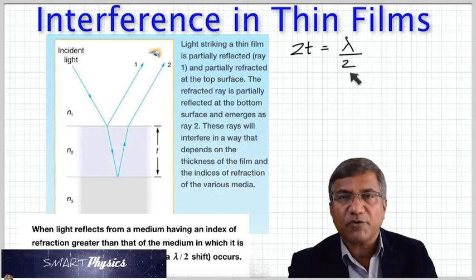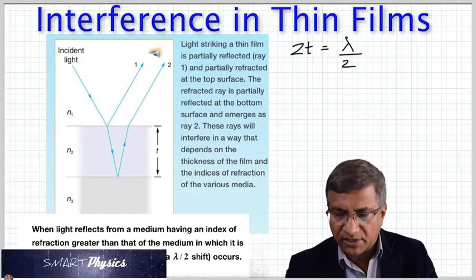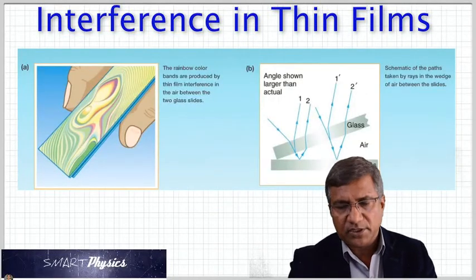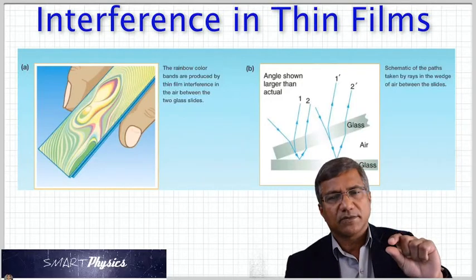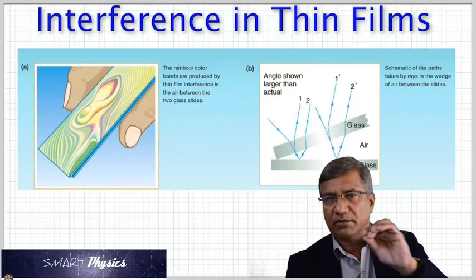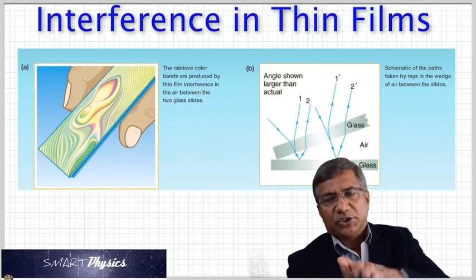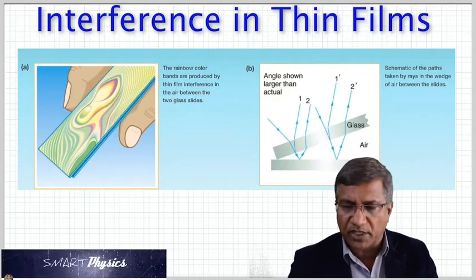This is the condition for maximum. 2t is lambda by 2. Now this is just an illustration of, if you take two slides and have a tiny drop of water between them, press them together, you are going to see colors on top of that.